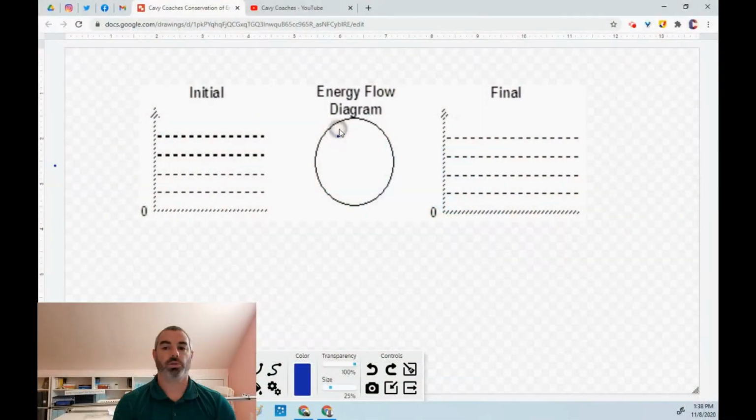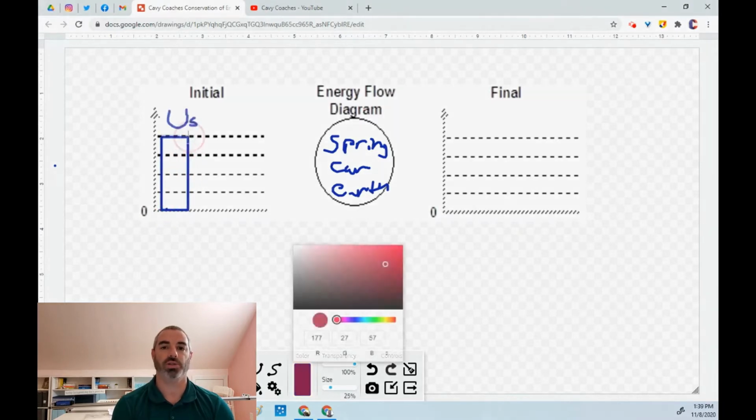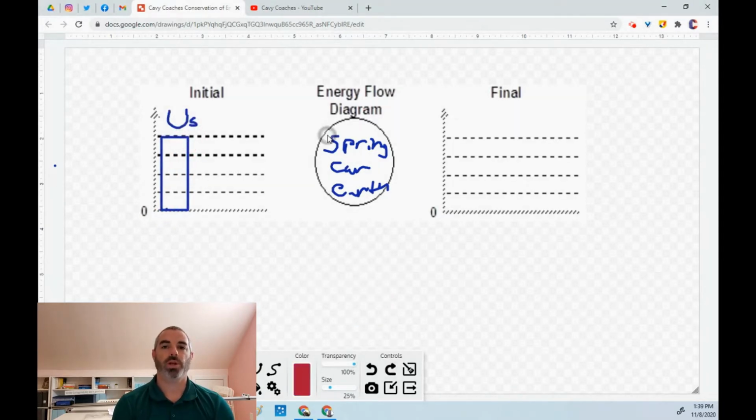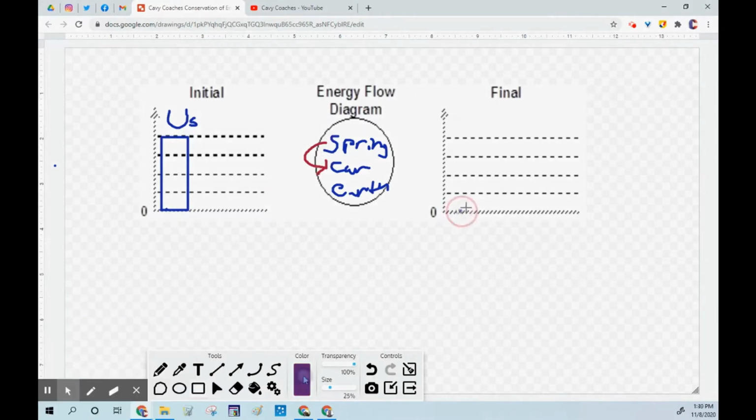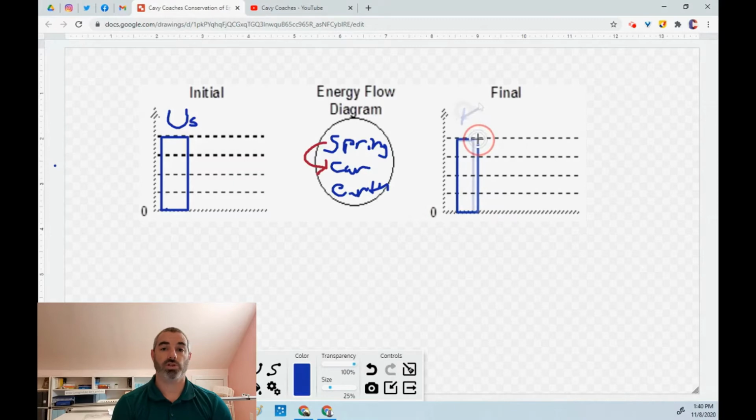All right, so we're going to draw an energy bar chart. The first thing we have to do is define the system. In the system, we have the spring, the car, and the earth. And of those things in the system, what has energy to begin with? We know that the spring has energy, so that's going to be stored spring energy. So we draw a bar and label it stored spring energy. And then we know that the energy is transferred from the spring to the car. So for this situation, we have all of that stored spring energy changing into kinetic energy of the car.